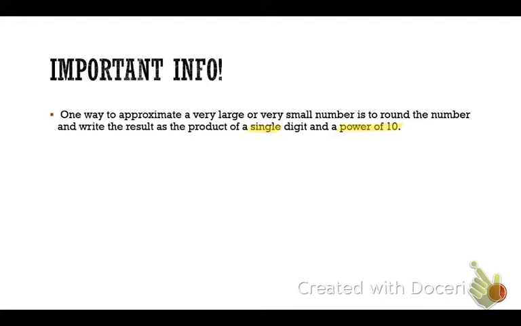What does single digit mean? It means that that value must be greater than 1. So x is going to stand for the value that you use. It has to be greater than 1, but less than 10. In order for it to be a single digit, it needs to be greater than 1 and less than 10. Is 0.7 greater than 1? No. So it has to be a whole number, but it cannot be greater than 10. And then a power of 10.